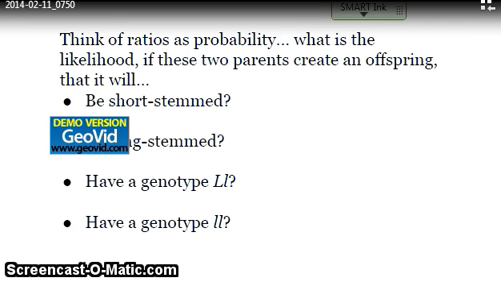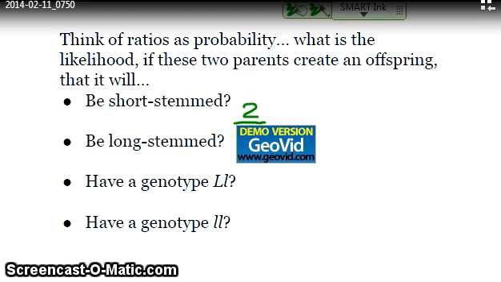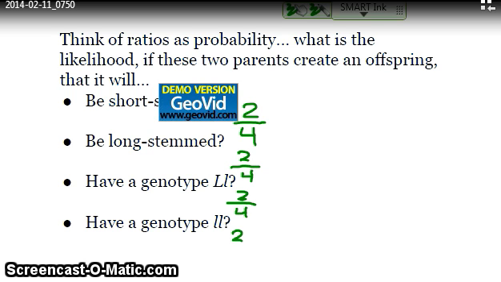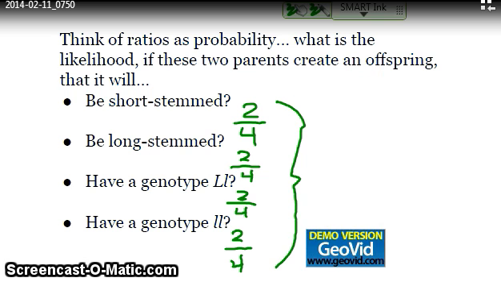Alright, so now we're going to think about ratios as a probability. If these two plants have 4 baby plants, it doesn't mean that there's going to be exactly 2 that are short-stemmed and exactly 2 that are long-stemmed, but that's the probability. Just like if you flip a coin 4 times, you expect that half the time it'll be heads and half it'll be tails, but you know from experience that's not always true. So if we calculate all the probabilities, it's 2 out of 4, 2 out of 4, 2 out of 4, and all these come out to be about 50%.